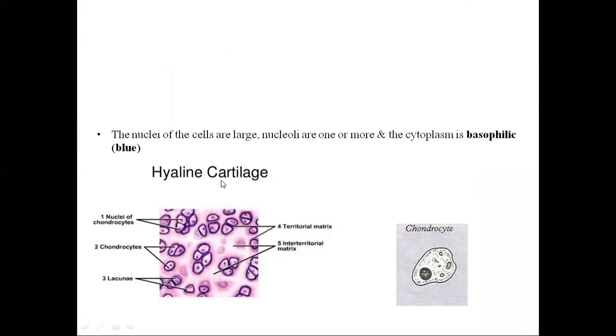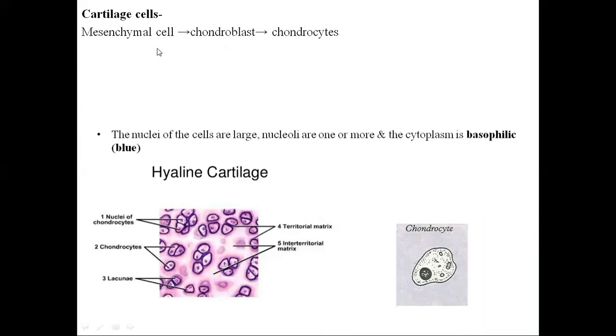And the nuclei of the cells which are placed here, the nuclei are large. Nucleoli can be one or more. Cytoplasm is almost basophilic in nature. Let's see the types of cartilage cells.